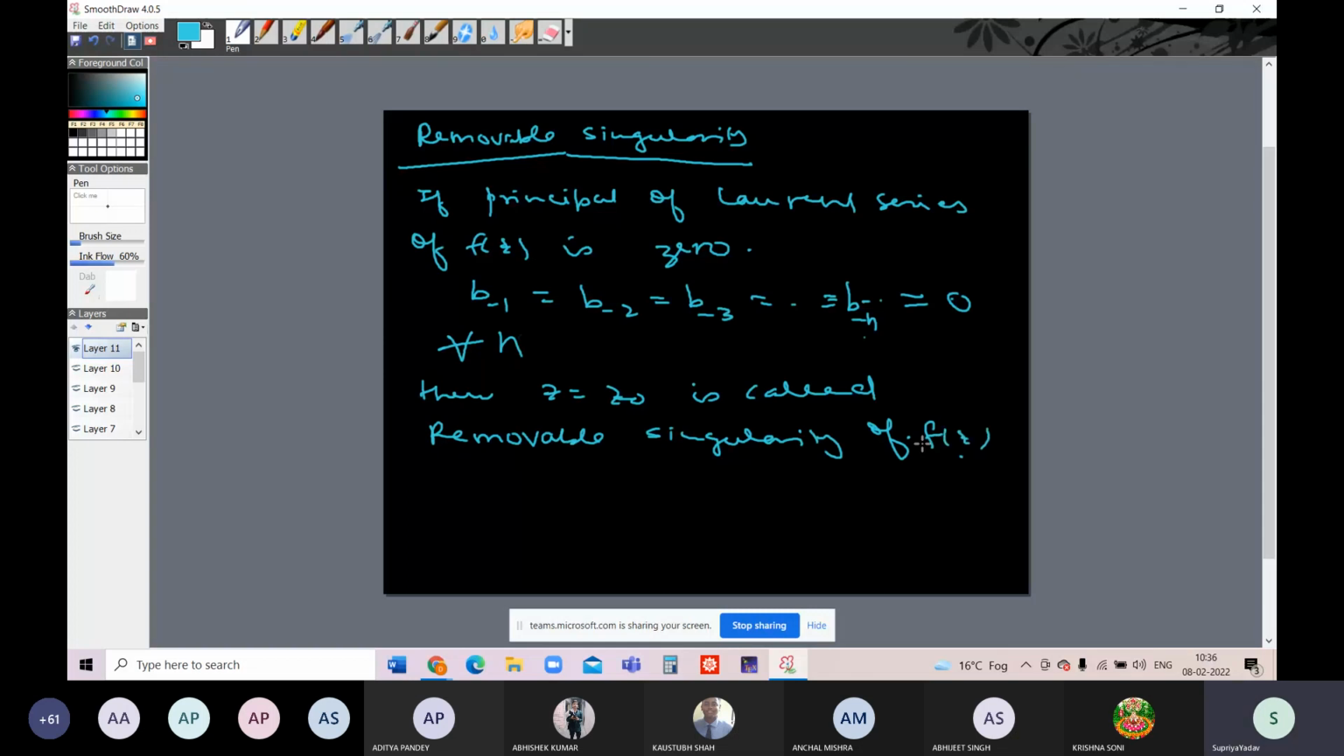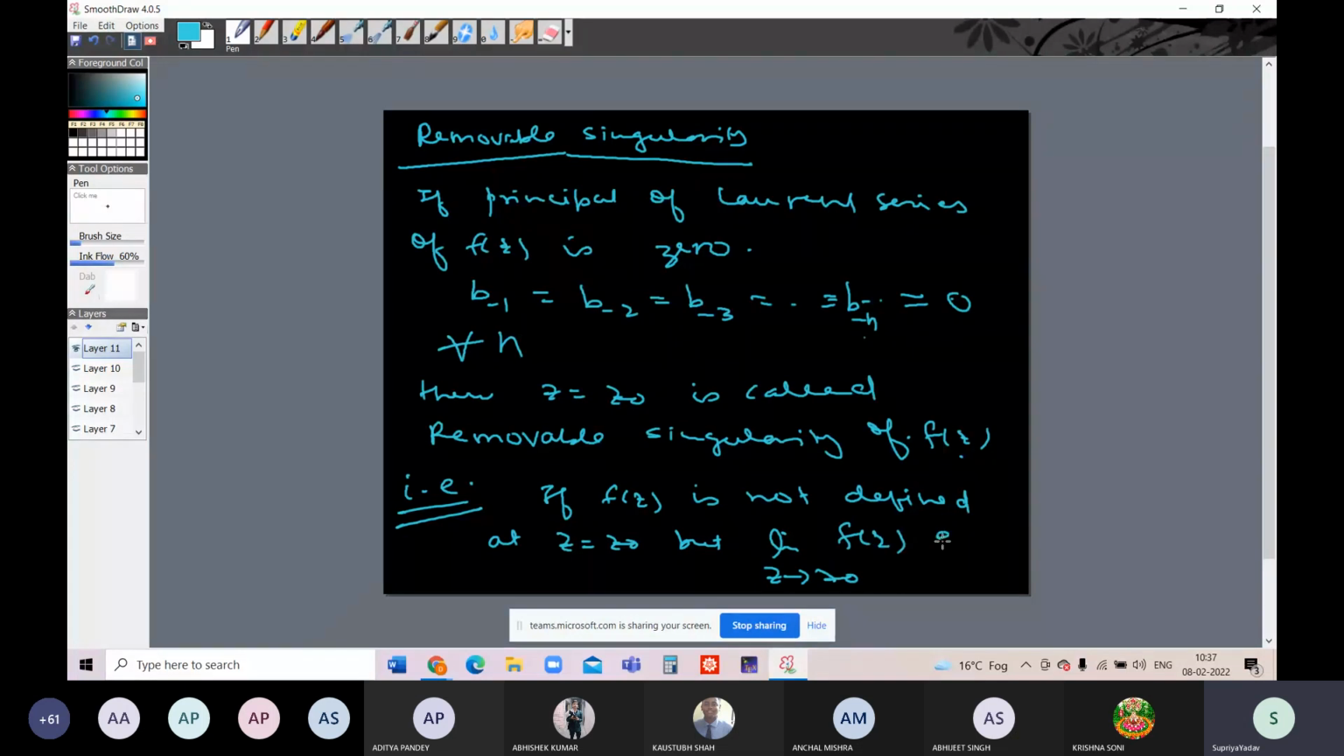And this can also be defined another way, if we give a second definition. We can say that if f(z) is not defined at z is equal to z naught, but the limit as z tends to z naught of this function exists, then z naught is called a removable singularity of f(z). This is called a removable singularity.